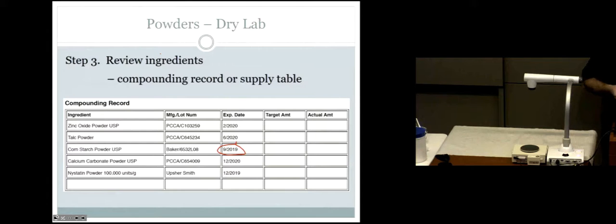On your documentation, you need to make sure that you include the month, the day, and the year. So what is your BUD? Would it be 6 months on to today? 6 plus 2 would be 8. 8/15 of 2019. Okay, 8/15 of 2019. Is that 6 months from today? That's what we would assign to the beyond use date. Any questions with that?